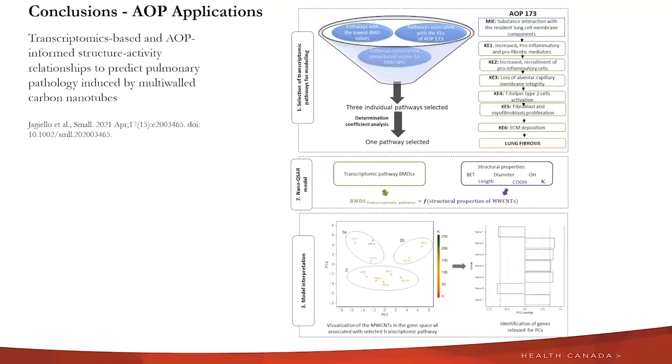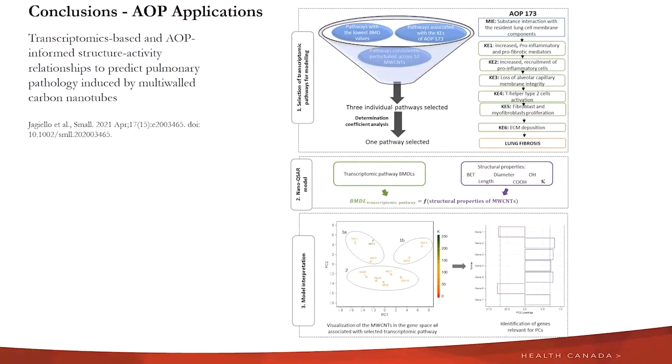So in conclusion, I can show a couple more applications of AOPs. AOP 173 for lung fibrosis is a putative one. It's not a quantitative AOP, and it's still under construction, revision, and refinement. But in its current form, it has already been used to inform structure-activity relationship modeling to predict pulmonary pathology induced by multi-wall carbon nanotubes. Here, the AOP was solely used to help select the parameters for modeling.